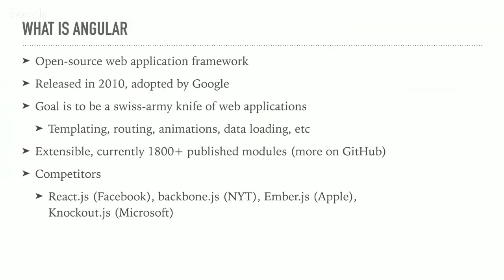Some of the competitors you may hear about in terms of Angular are React.js, which is heavily embracing the component side of things and is not really looking to be a Swiss Army knife. That came out of Facebook. Backbone.js, which is a little bit older than Angular, came out of New York Times. Ember.js came out of Apple, and Knockout.js came out of Microsoft. Those are some of the other big web application frameworks that you might hear being talked about.